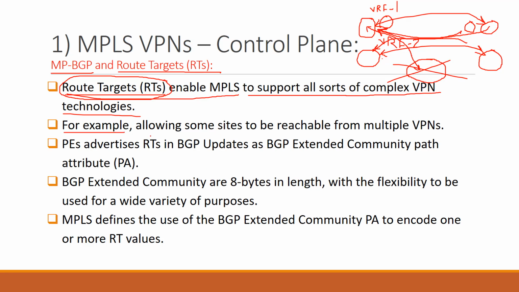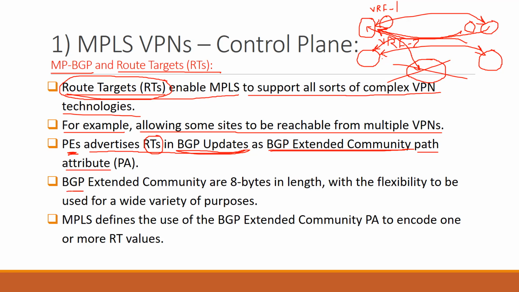For example, route targets allow some sites to be reachable from multiple VPNs, as we discussed here, but we will not demonstrate this in this video. So provider edges advertise route targets in BGP updates as a BGP extended community path attribute. As all of you know, BGP uses a path attribute called BGP extended community. This path attribute will be used by MPLS VPN for the route target.